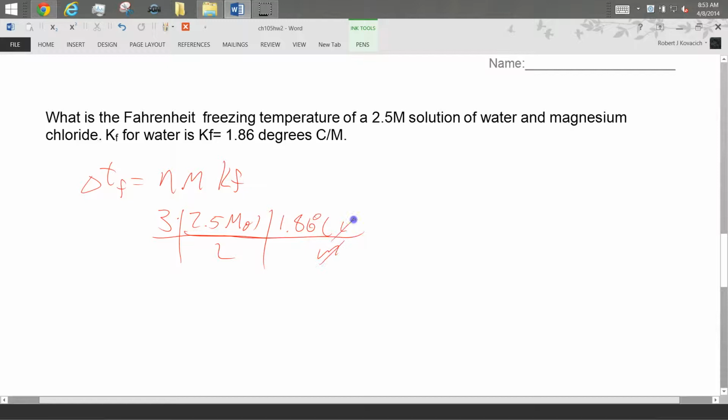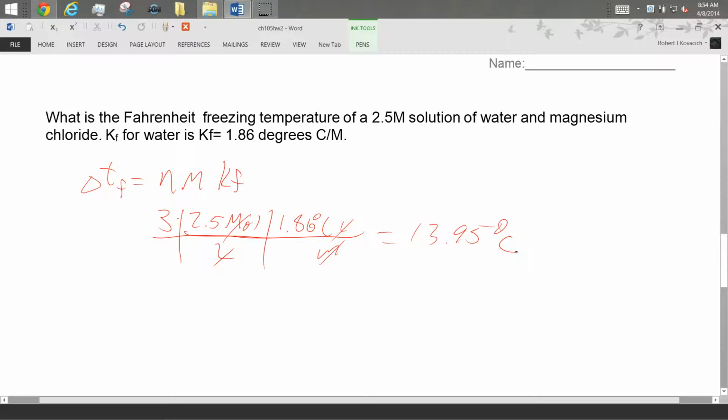Liters and moles, so those all cancel out. And so what do I get here? 1.5 times 1.86. Wow. 13.9. Sorry. 13.95 degrees C. But I asked about the Fahrenheit temp.